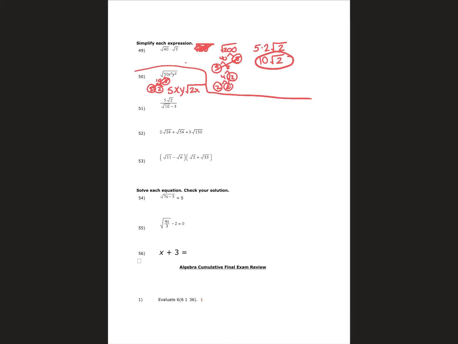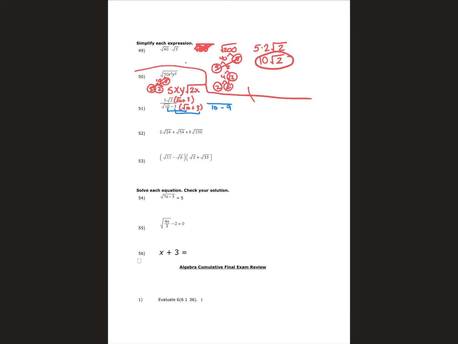For 51, you multiply by the conjugate. Because there's a binomial in the bottom, we're going to multiply by the conjugate. So the conjugate will be radical 10 plus 3. So on the bottom, if I multiply the first, I get 10, and then multiply the last, I'm going to get negative 9.